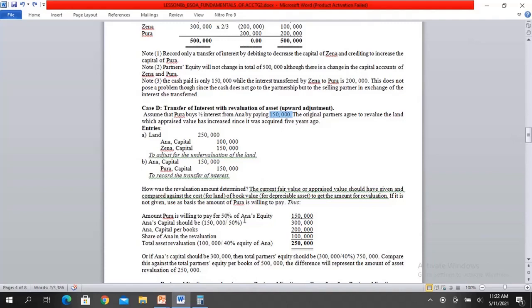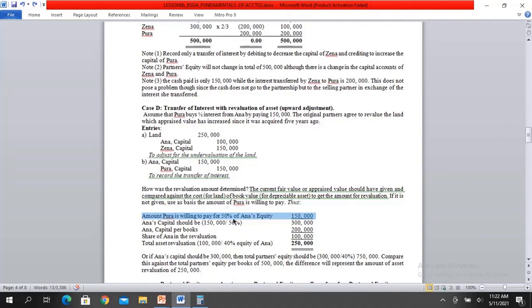So, 50% of Anna's equity is 150. Or the amount Pura is willing to pay for 50% of Anna's equity is 150,000. 50% sabi natin kasi 1.5, 'di ba? Ang 1.5 ay kalahati. So 50% of Anna's equity, ang willing bayaran ni Pura ay 150,000.